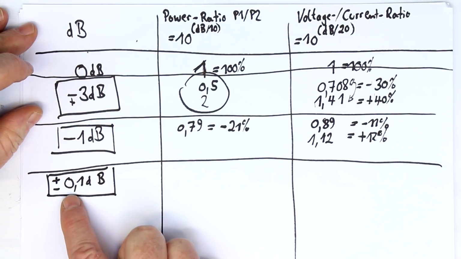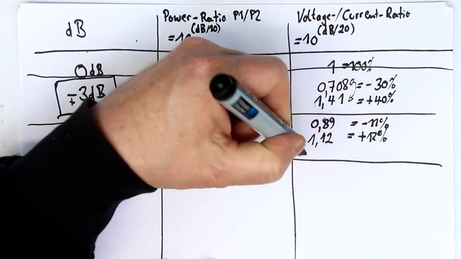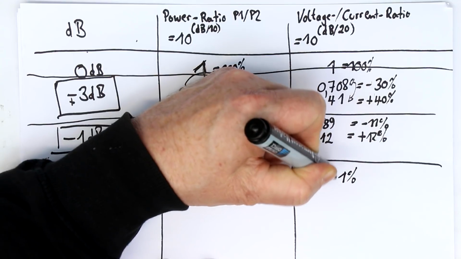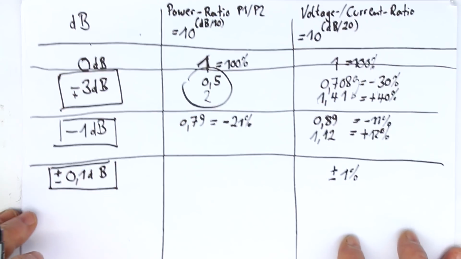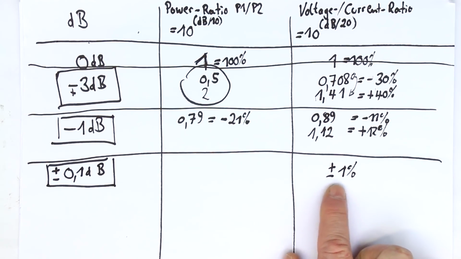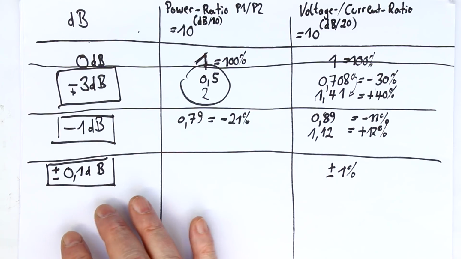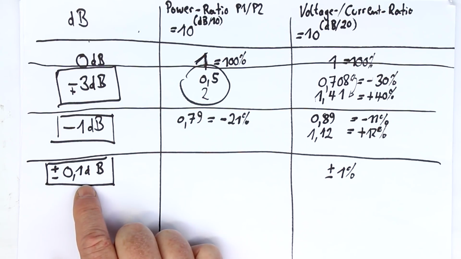They can be as accurate as plus minus 0.1 dB, and that would be in level just 1% plus or minus, so a frequency response. And that becomes already difficult to see on an oscilloscope screen, no matter if analog or a digital storage oscilloscope. So you need even specialized measurement equipment to measure this small deviation.